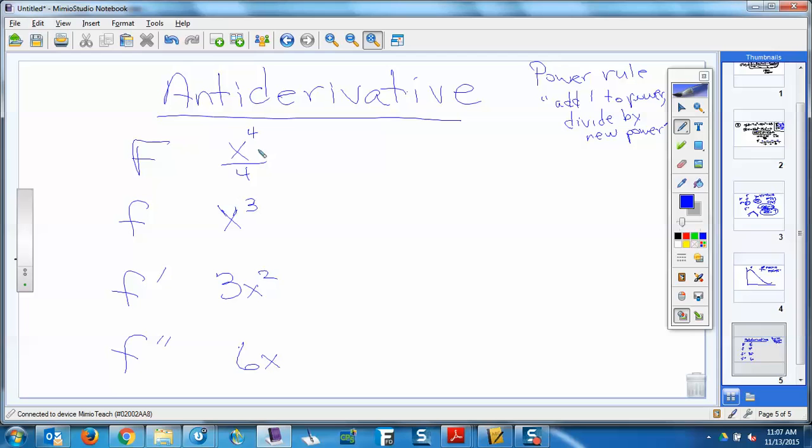Because couldn't it be 1/4 x to the 4th plus 7? Yes. Wouldn't that work? Well, here's how you check on antiderivatives. You just do the derivative, right? So you bring the 4 down in front. That would cancel that, x to the 3rd, and the derivative of this would be 0, excuse me. And so what could this be, a 17? Could be 170, right? There could be any constant there.